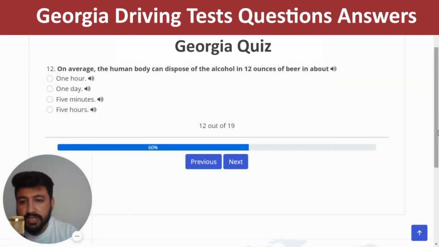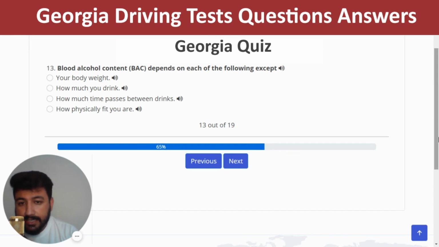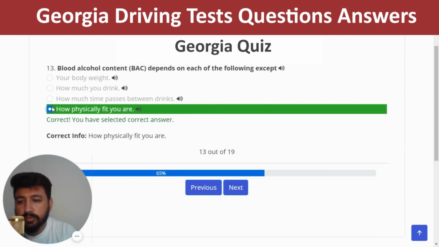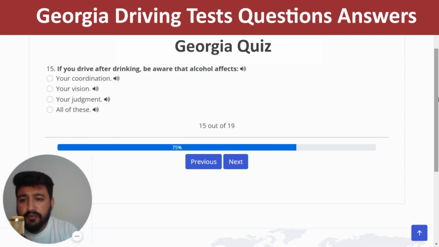Next. On average, the human body can dispose of the alcohol in 12 ounces of beer in about, the right answer is 1 hour. Next. Blood alcohol content BAC depends on each of the following except, the right answer is how physically fit you are. So let's click on the last option, correct? The 14th question is, drinking coffee after drinking alcohol. The right answer of this question is, has no effect on blood alcohol content. So I'm going to select the third option. Next. If you drive after drinking, be aware that alcohol affects. The right answer is all of these.